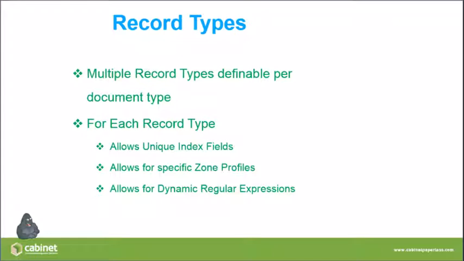The first one being record types. Record types allow you to make unique index fields, make specific zone profiles, and use certain regular expressions for different types of documents.